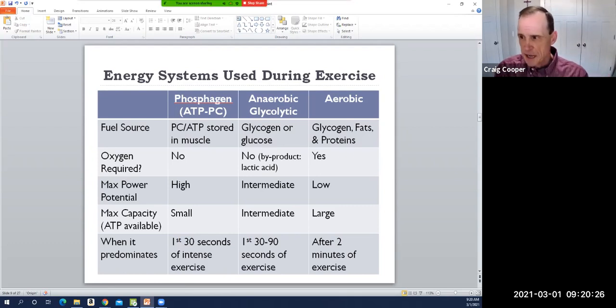The longer it takes, the more you have to go aerobic, because you'll burn through your glycogen so fast if you're going high intensity for a long period of time, and you'll run out of gas.